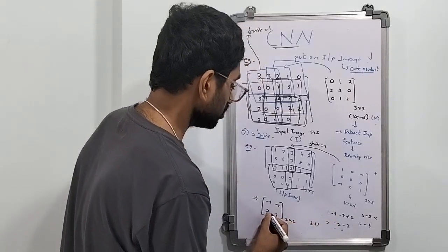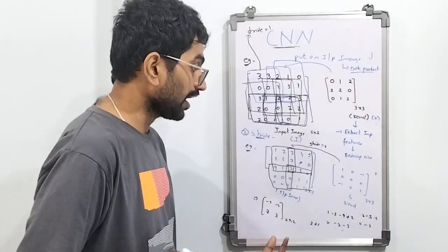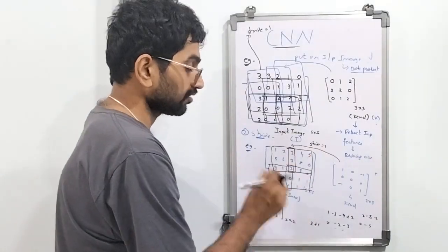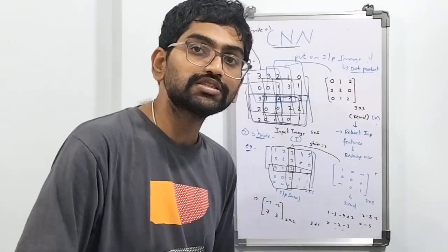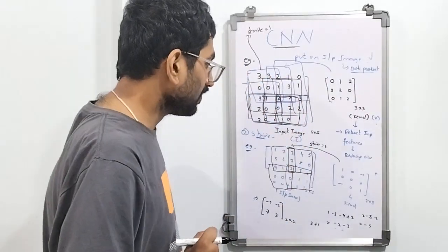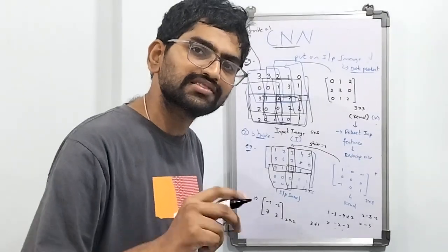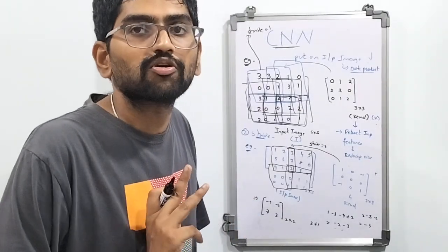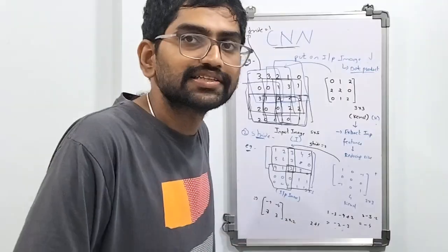So this is how, using stride, you can calculate this particular thing. The advantage of using stride is you don't need to do these complex calculations. But one drawback of stride is that sometimes important information may be compromised because we are compressing the image.